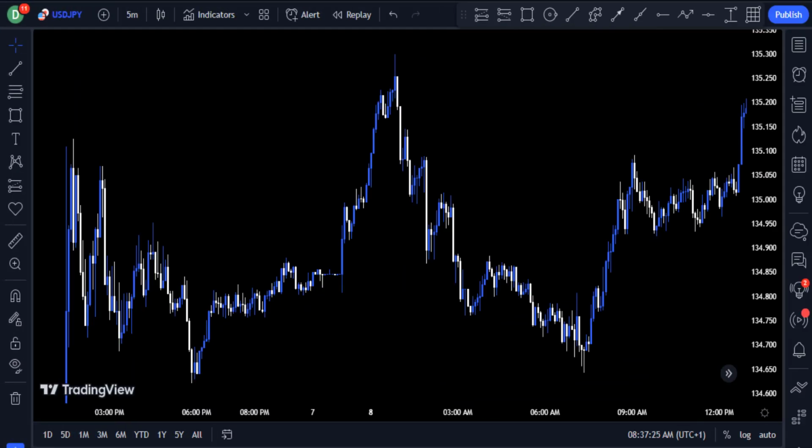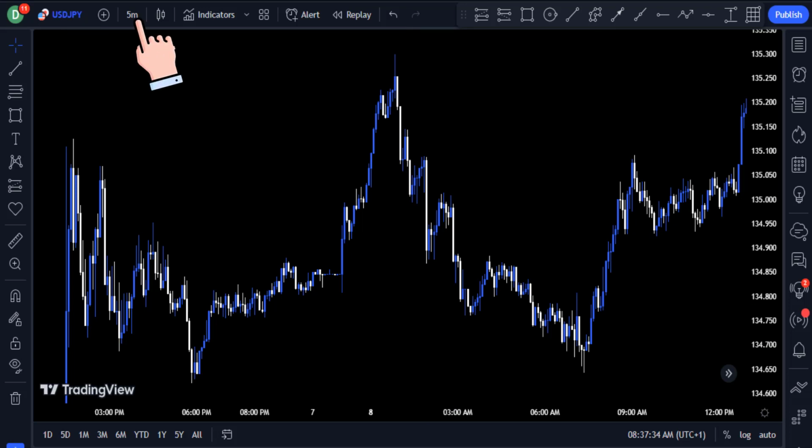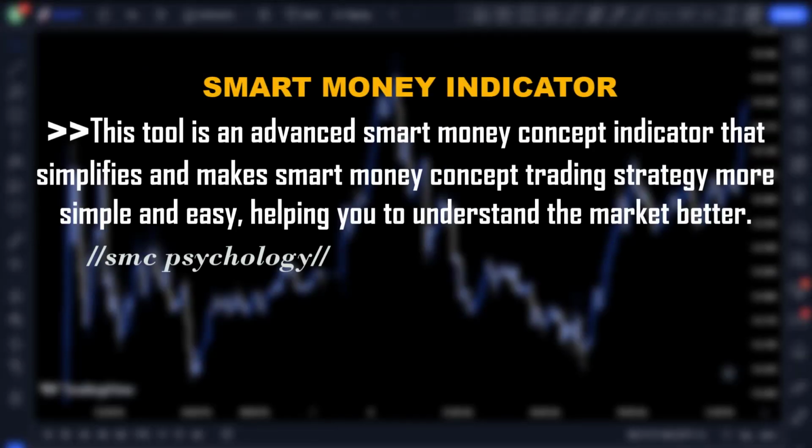Here on the chart, you can see that we are open to the price of the USD JPY currency pair, on the 5 minutes time frame. This tool is one of the most advanced smart money concept indicators in TradingView that can simplify and make smart money concept trading strategy more simple and easy to help you to understand the market even better.